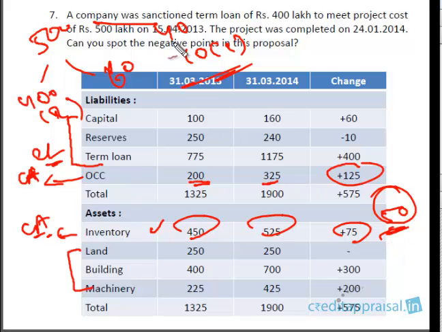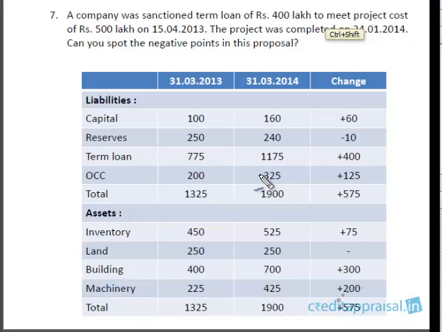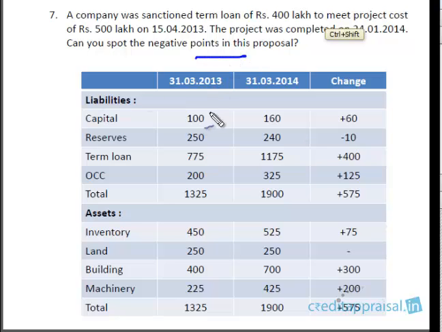Out of this 50, 40 has gone towards the project, and 10 lakhs, if you see the loss is 10 lakhs. So all these things we will discuss in detail in future chapters. This is not the time to discuss. But the question is, can you spot the negative points in the proposal? So what are the negative points in this proposal?